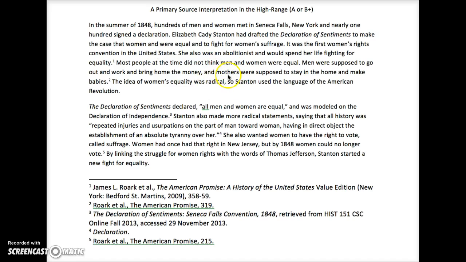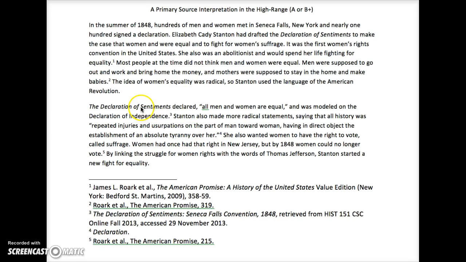Gives some social context, right? That there's a Republican motherhood, social gospel is in here, cult of domesticity is in here. The idea of women's equality was radical, so Stanton used the language of the American Revolution. All right, this is a great concluding sentence. It ties together this idea and then also gives you a little bit of a taste of what's going to come in the analysis of the primary source.